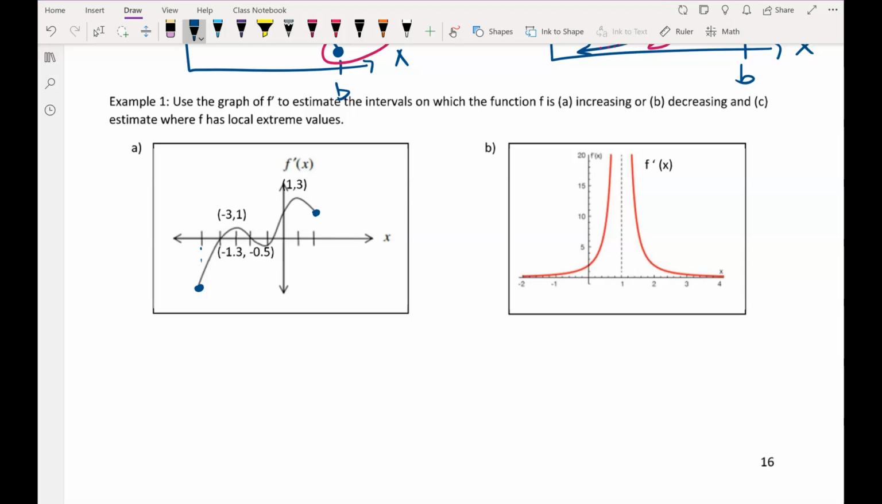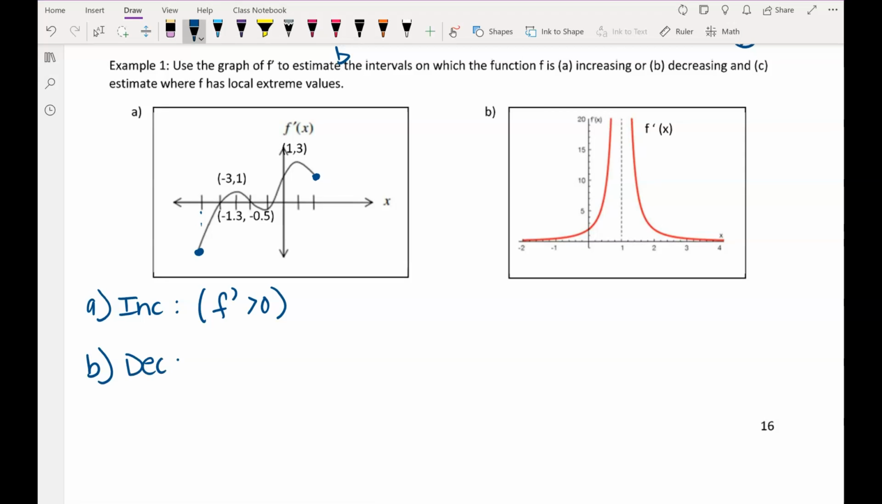So now we have the derivative function. Remember, the derivative function is different from the function itself. So for A, it wants us to answer increase. Increase, students, I'm going to write in parentheses here, is when the derivative is positive. And then for B, it wants us to answer the decrease interval, and a decreasing function is when the derivative is negative.